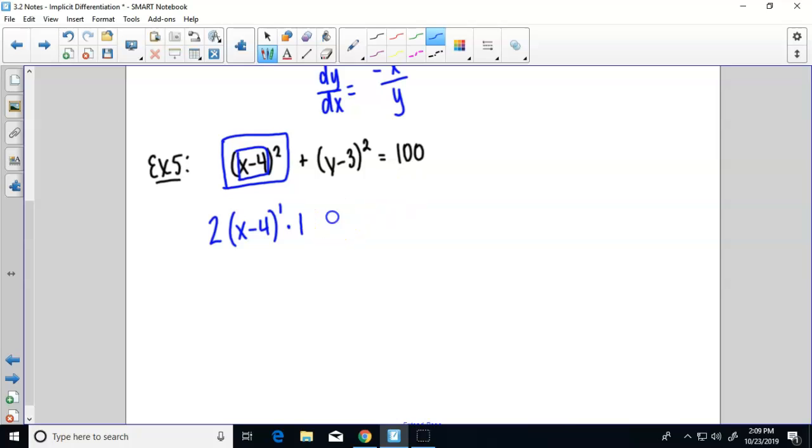And then we'll have to take the derivative of the y minus 3 squared. Also requires a chain rule. So you'll have 2 times y minus 3 to the first power times, now we've got to take the derivative of y minus 3. So the derivative of y would be 1, but it'd have to have a dy dx with it. And then the derivative of 100 is just 0.